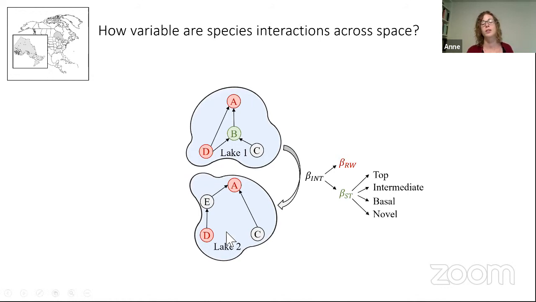Sorry. You can also have turnover in the basal species. So this would be C or D, that's what's at the base of the food web. Or you can have turnover in both species. So say there was a species G and a species H in Lake 2, and G and H were interacting, neither G nor H is present in Lake 1, so you don't see the same interaction.